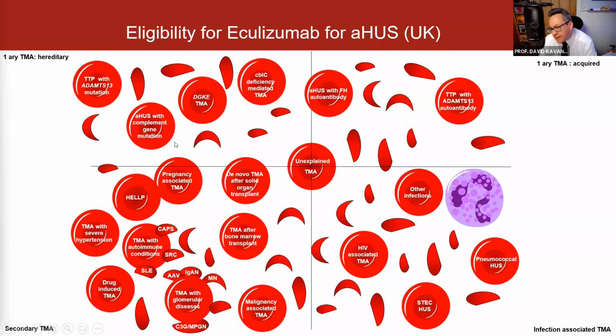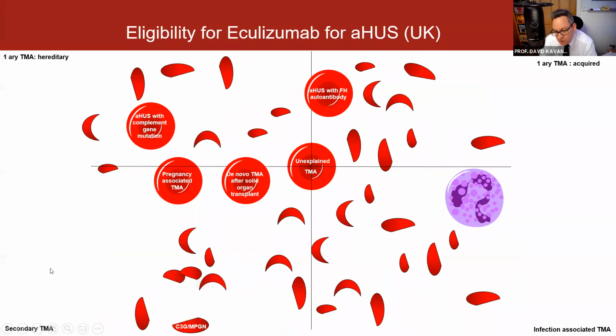Now, this is how I classify atypical aHUS. You can have the primary TMAs, such as TTP, aHUS with complement gene mutations, and then the slightly rarer ones like DGK epsilon and MMACHC. You've got the autoimmune conditions, such as factor H autoantibodies, and to factor H and to ADAMTS13. Infection-associated ones, STEC, pneumococcal, rarely now HIV, and then you've the secondary causes.